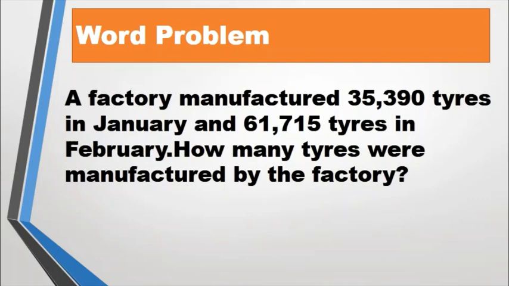And here children, what is the information given? Number of tires manufactured in January is given and number of tires manufactured in February is given. First we have to write the statements for this information. Next we have to find the solution. What is asked here, children? They asked to find the total number of tires manufactured by the factory.